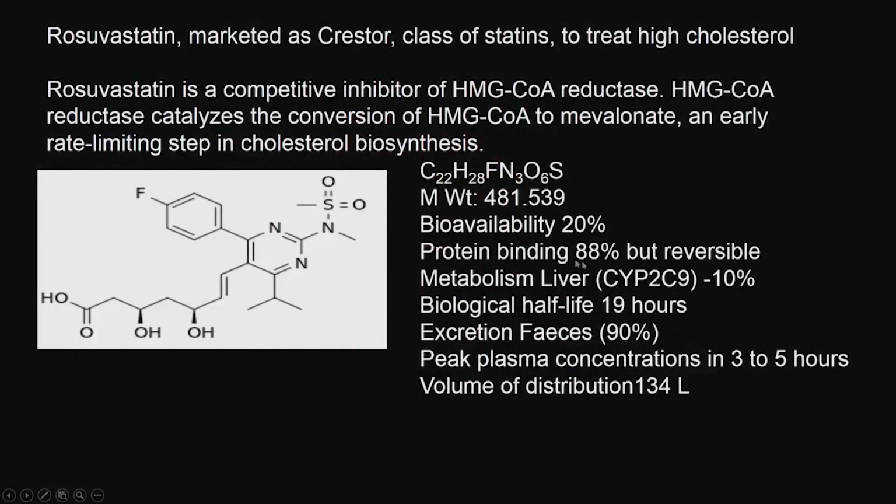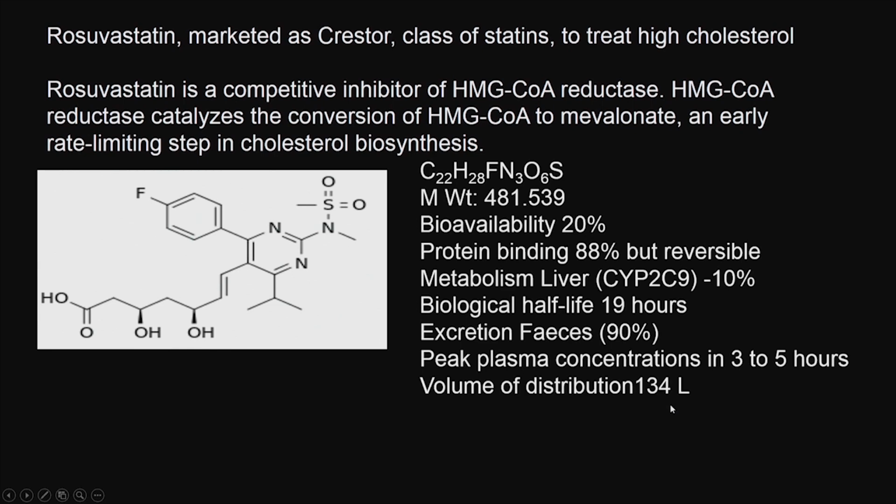If drugs are taken intravenous, you will have very high bioavailability, but nobody likes injections, everybody likes oral drugs. Once you have oral, bioavailability could be one of the problems. Why is it so? It binds to a lot of proteins inside the body. It is reversible, but because of this binding, the concentration of the drug in the plasma comes down. Peak plasma concentration is at 3 to 5 hours, and volume of distribution is very large, 134 liters.